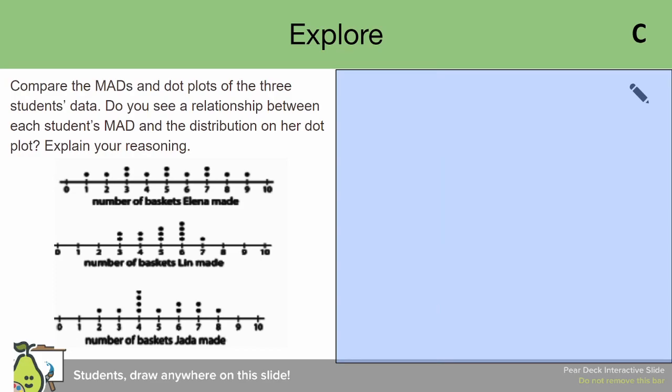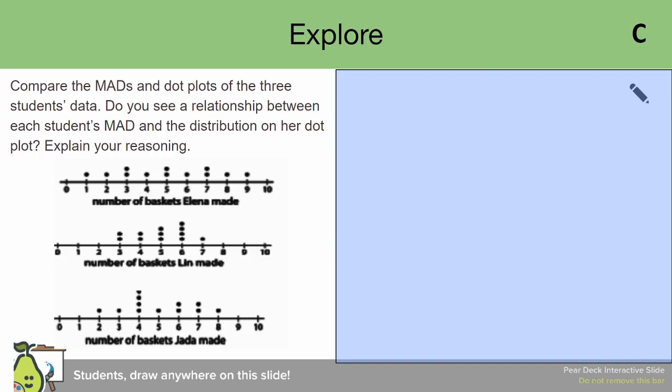All right, so with all this information done, let's take a look at what Explore Part C is requiring us to do. Now, what I want you to do is to please pause this video. Look at the information provided to you, think about it, let me know what you think, and then we will look at it together. All right, welcome back. Let's take a look at the story. It says, compare the MADs, or the mean absolute deviations, and the dot plots of the 3 students' data.